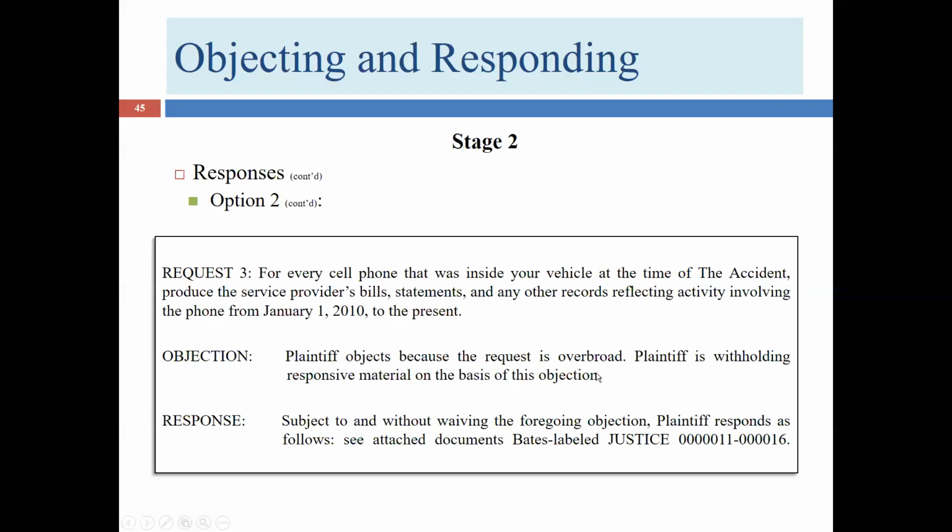So there's stuff at issue here, and this might motivate the defendant to file a motion to compel or at least engage in some negotiation over this topic. Let's see what the response is. Subject to, without waiving the foregoing objection, plaintiff responds as follows. See attached documents, Bates stamps 11 through 16.